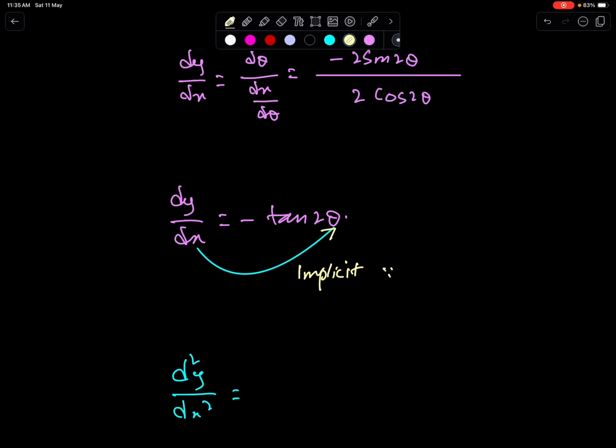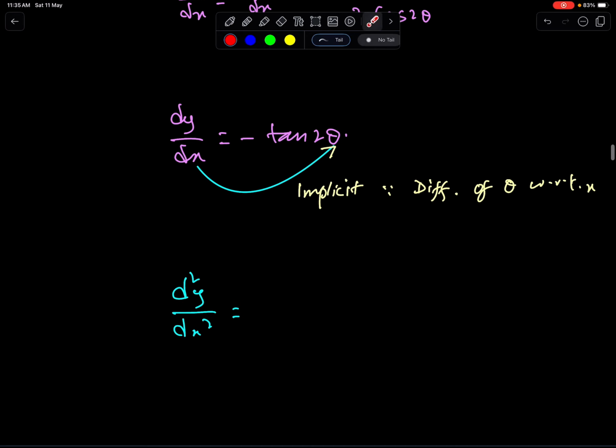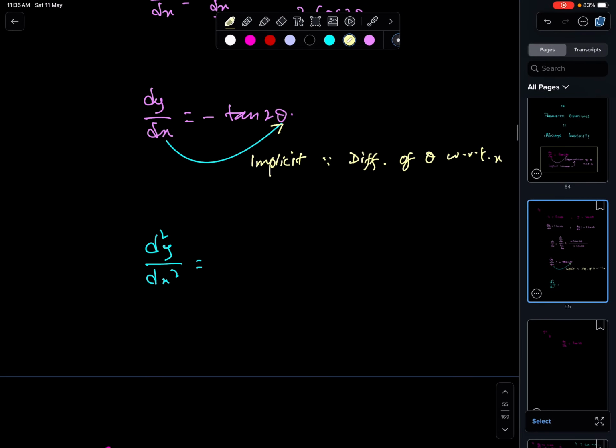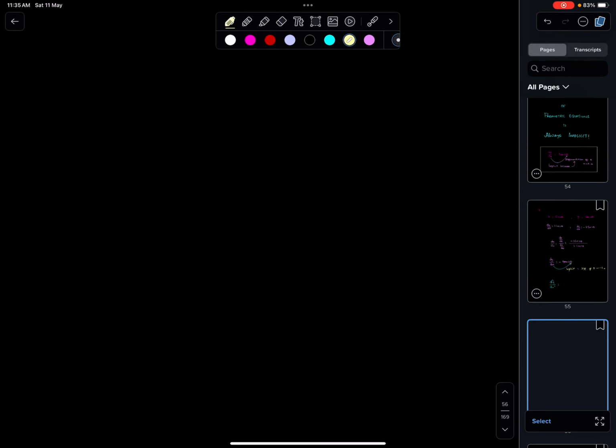Because it is differentiation of theta with respect to x. Whenever these two variables are different, then the function is always implicit. Now this is very important. I'm going to solve this on a new page.